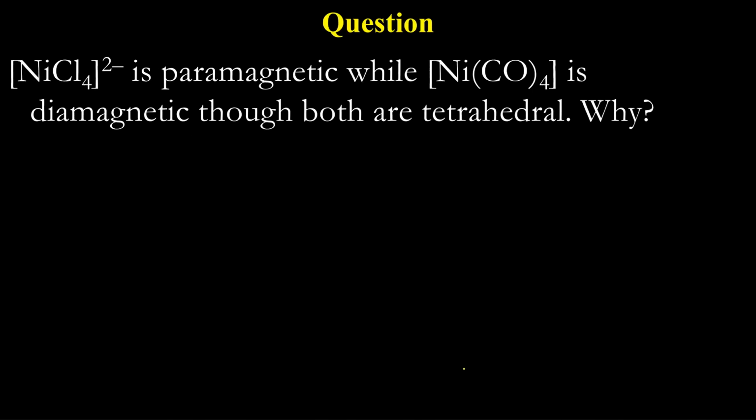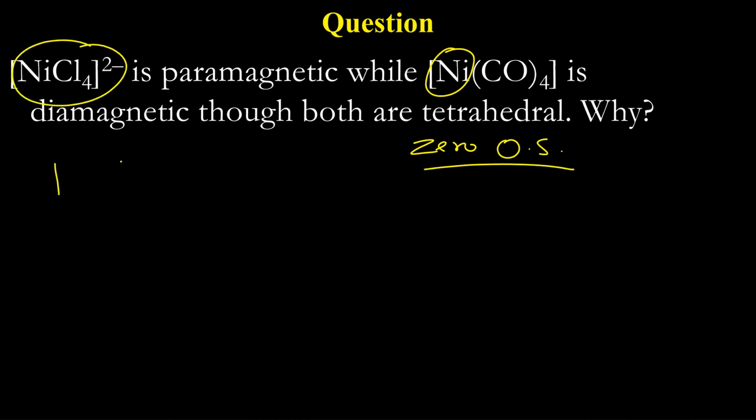Next question. NiCl4 2-, for which we have already written the configuration in the previous question, is paramagnetic while Ni(CO)4 is diamagnetic, though both are tetrahedral. The reason is nickel here is in 0 oxidation state. In this case, we have talked about the configuration. It is like this. Obviously, NiCl4 is paramagnetic, unpaired electrons.